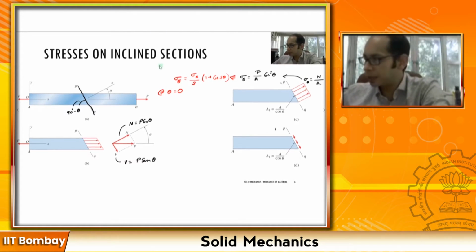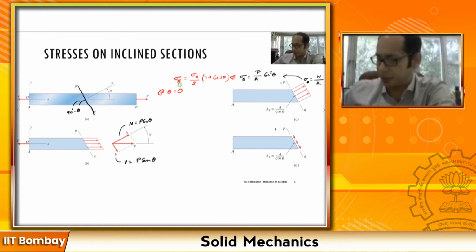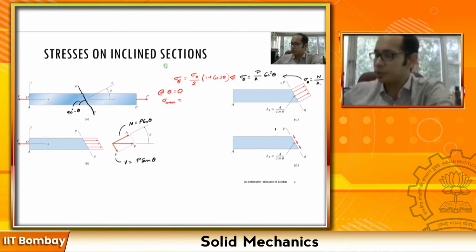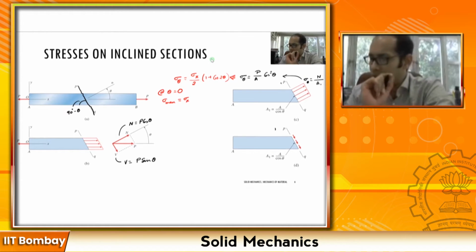Why? Because I know the maximum value of cosine 2 theta is 1. So cosine of 0 is 1. So at theta equals to 0, sigma theta becomes sigma max, right? So sigma max becomes equal to sigma x by 2, 1 plus 1. So it becomes equal to sigma x, right? Now, where does this happen? That's the question.